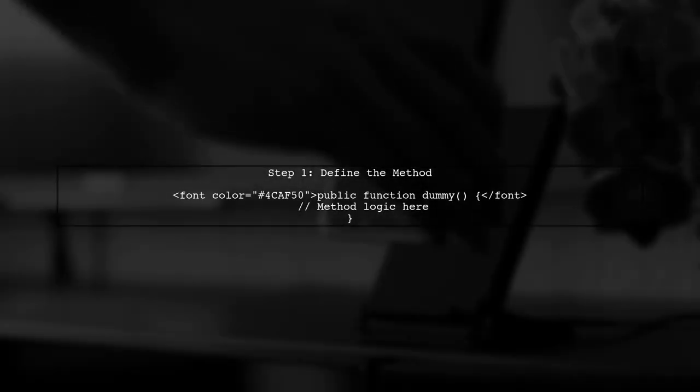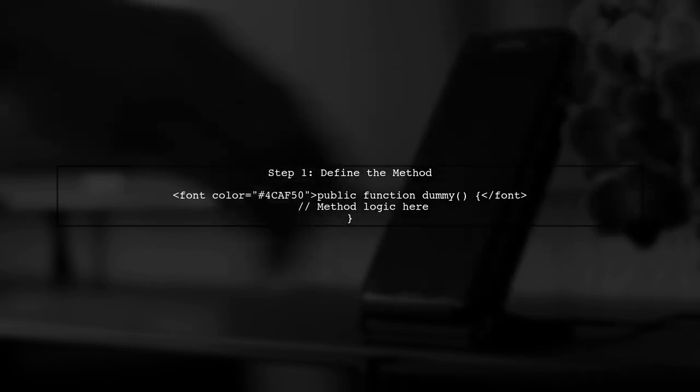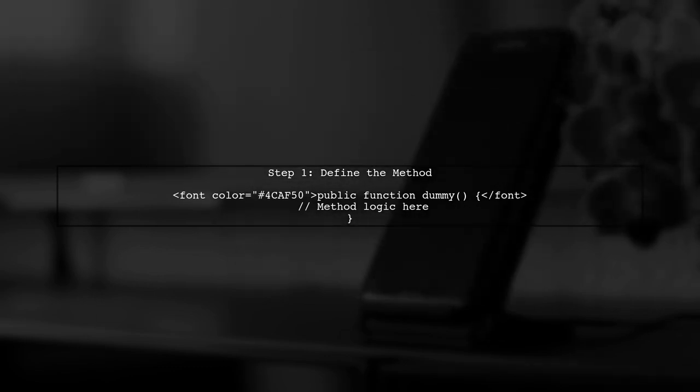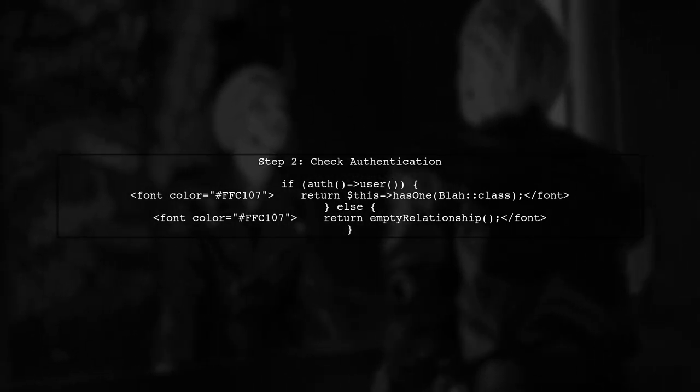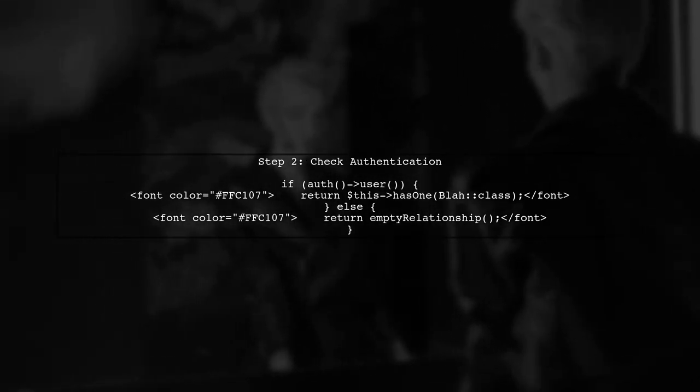To create an empty relationship in Laravel based on user authentication, we need to define a method in our model. Let's start by creating a method called dummy. Inside this method, we will check if a user is authenticated using the auth helper. If the user is logged in, we will return the relationship. Otherwise, we will return an empty relationship.